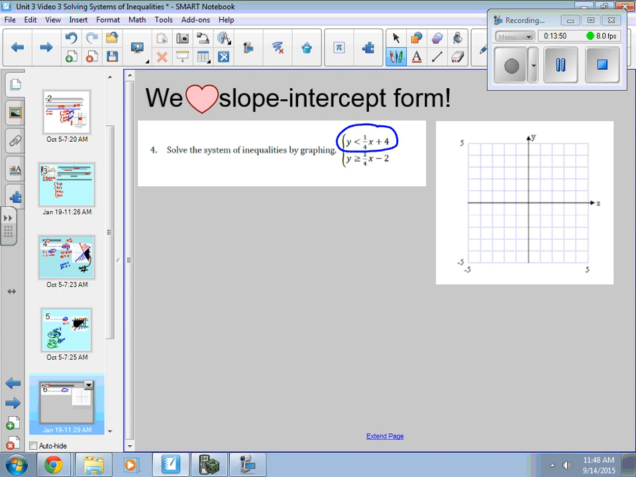+4, 1, 2, 3, 4 right here. Slope is 1/4. That means up 1, right 4. Or we could go down 1, left 4. Okay. It's going to be a boundary line that's dotted here.